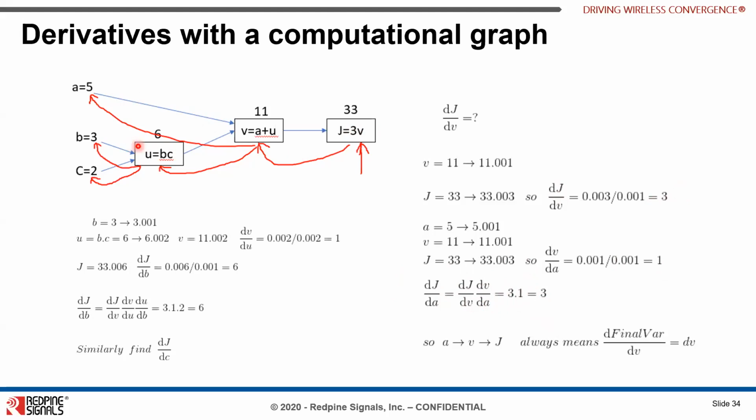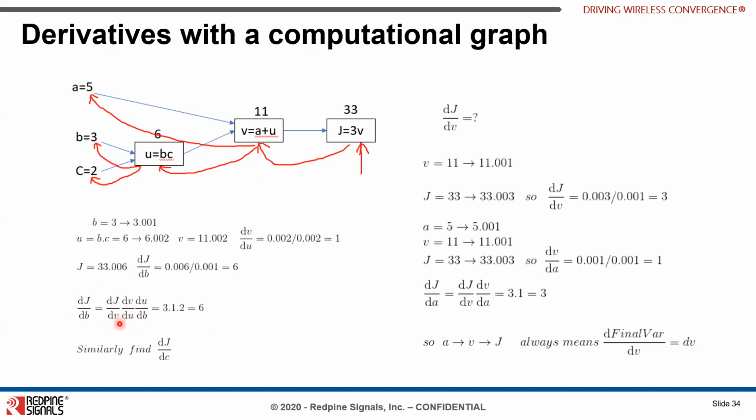Now suppose you ask me how to compute dJ by dB. Similarly, how b is related to j: b is related to u, which is related to v, which is related to j. In the previous case we saw a is related directly to v, and v is related directly to j. So here b is related to u to v to j. That means dJ by dB is basically dJ by dV, dV by dU, and dU by dB.